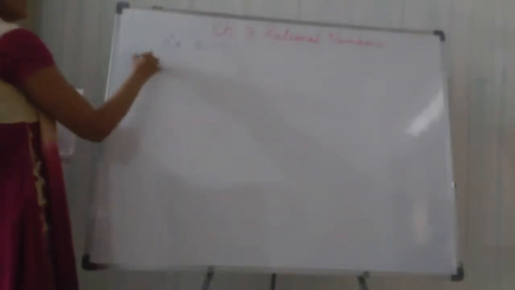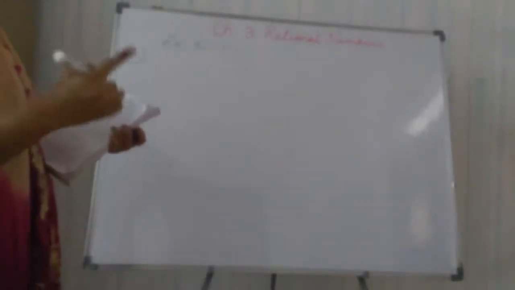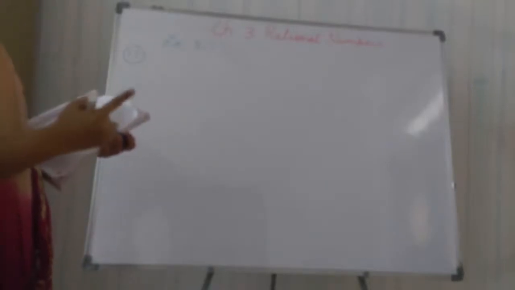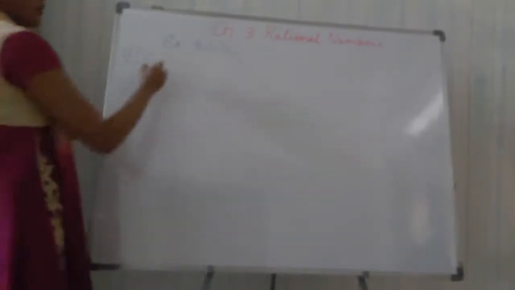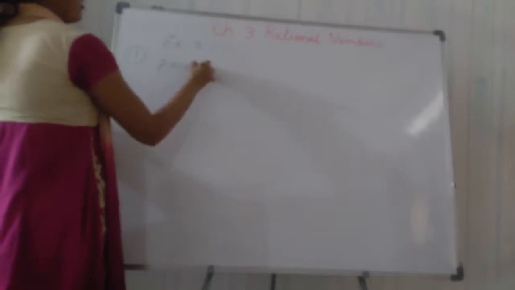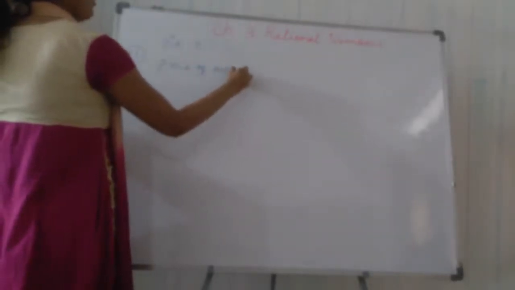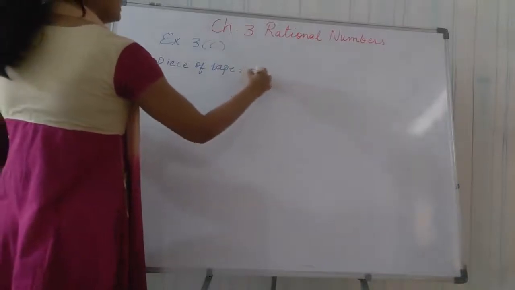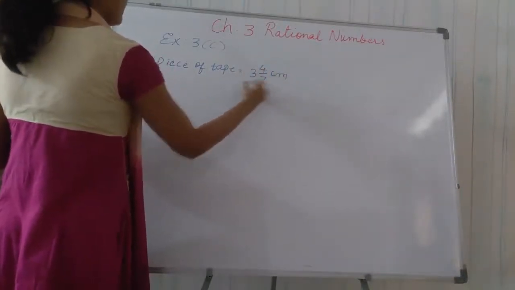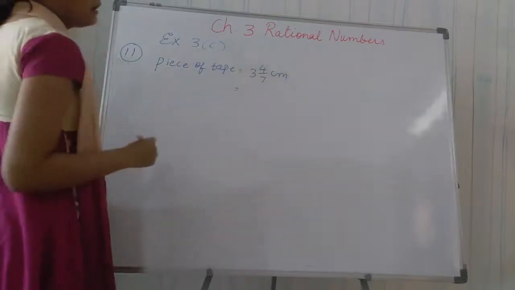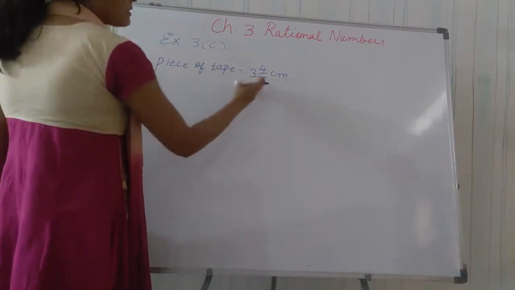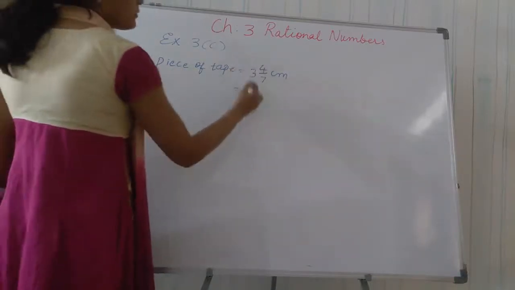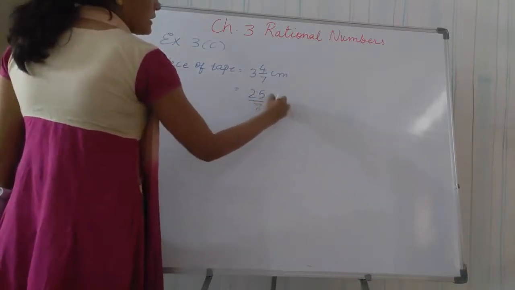Now let us continue with question number 11. In this question, how many pieces of tape 3 integer 4 by 7 centimeter long? It means that is the piece of tape. So I am writing here: piece of tape. The size of the piece of tape is 3 integer 4 by 7 centimeter. So we can change it into an improper fraction: 7 threes are 21, 21 plus 4 is 25 by 7 centimeter.